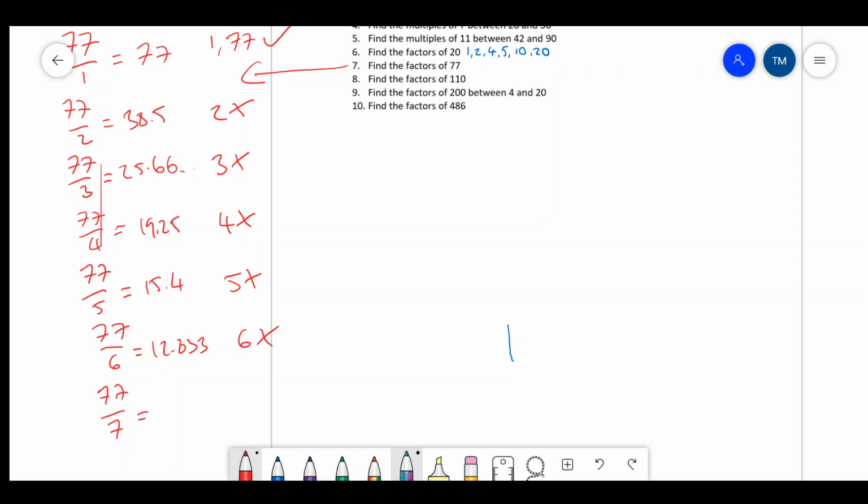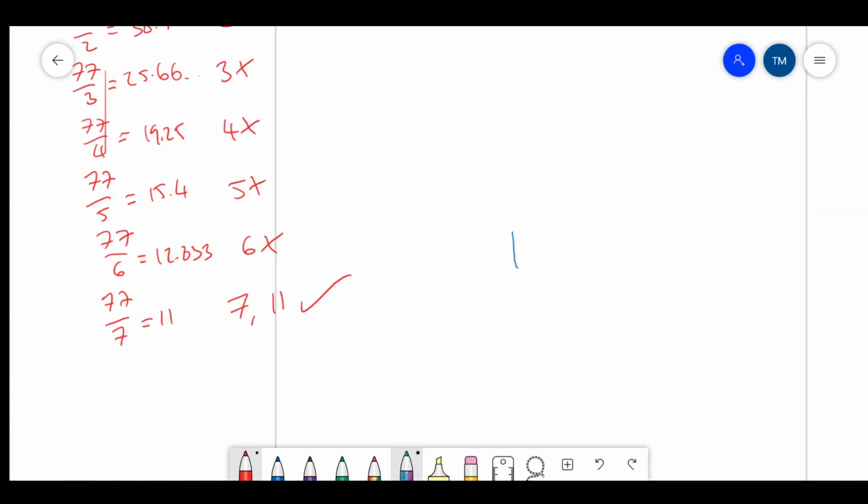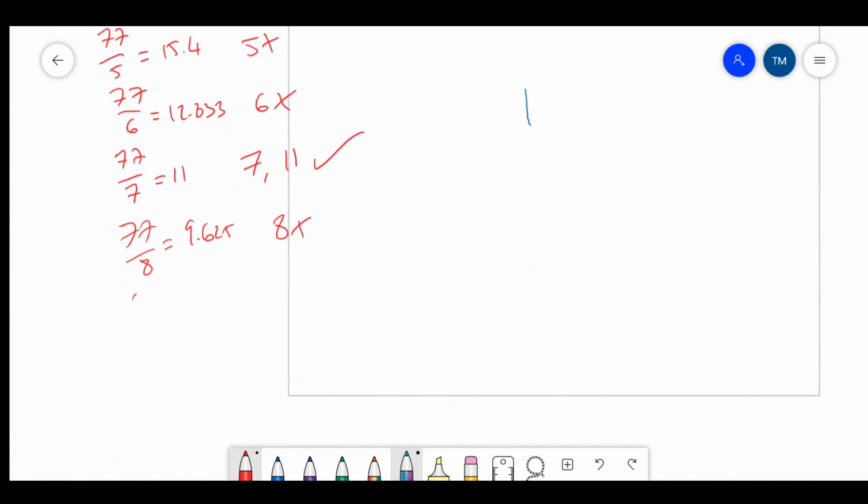77 divided by 7 is 11, so now we've got another factor, which is 7 and 11, so they are both factors. 77 divided by 8 is equal to 9.625, so 8 is not a factor. 77 divided by 9 is equal to 8.555, so 9 is not a factor. 77 divided by 10 is 7.7, so 10 is not a factor.